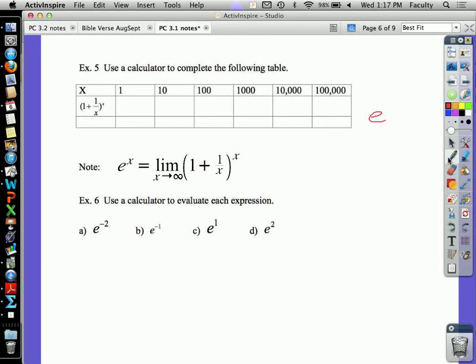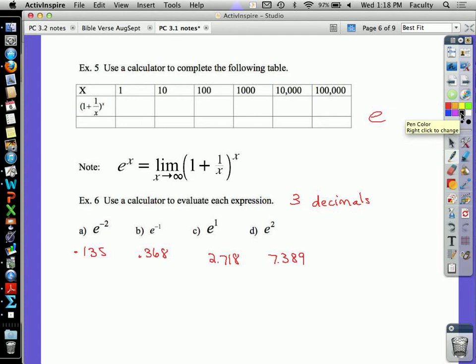In example 6, use a calculator to evaluate each expression. Let's go 3 decimals and see that you know how to use the buttons on your calculator. So do e to the negative 2. Okay, so just check them up here.